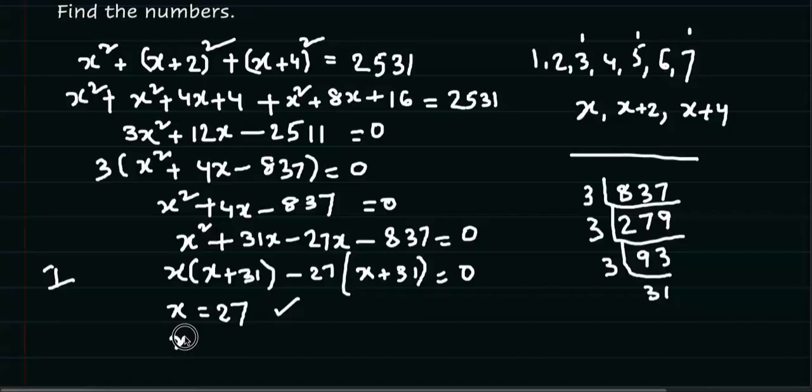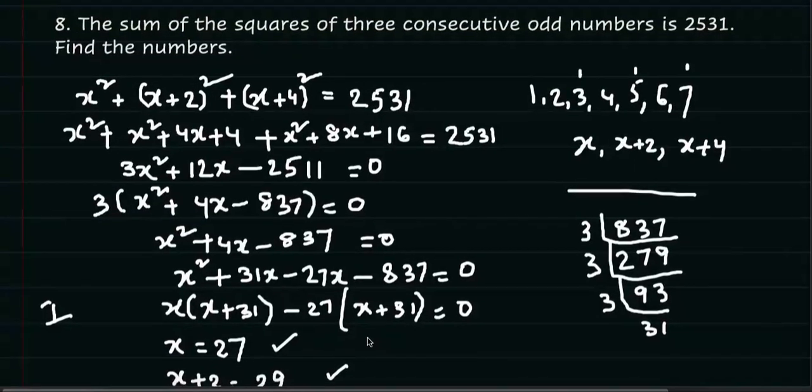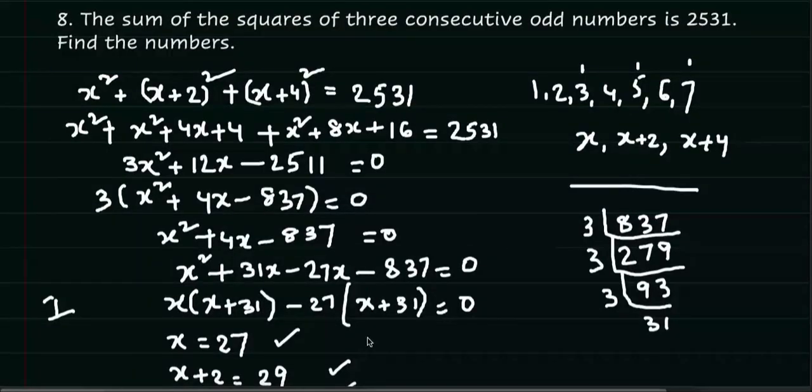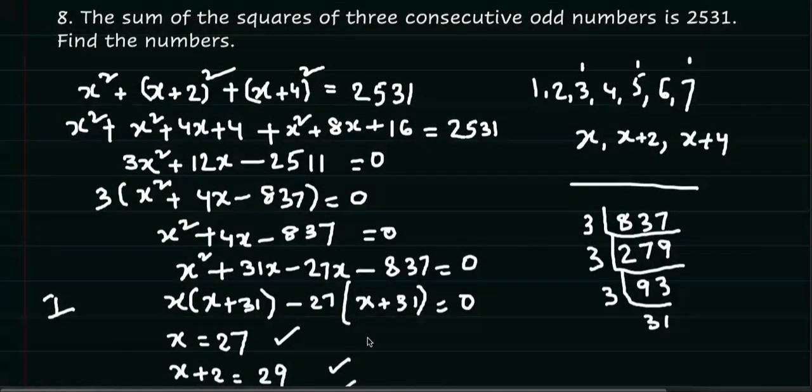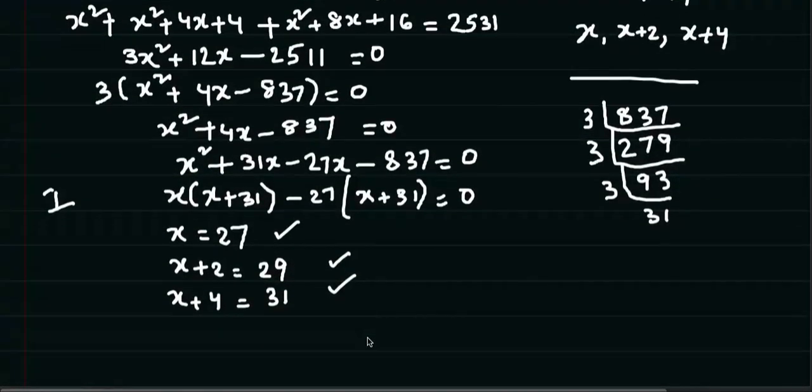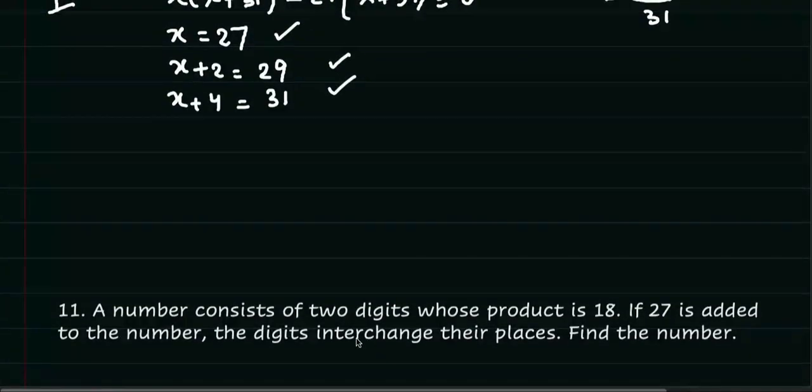Then the second number, x plus 2, is how much? 29. Then the third number, x plus 4, equal to 31. So these are the three consecutive odd numbers. Got it? 3 of them are odd, 3 of them are consecutive, and if I add the squares of all the 3, I should get 2531, and everything is satisfied. That's why this is the answer. Got it? Great. So now moving on to the last problem of the day.